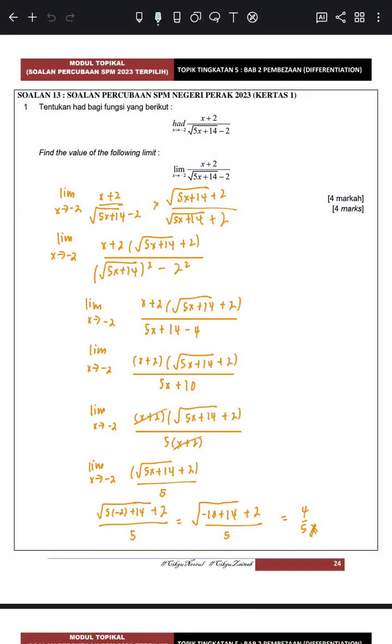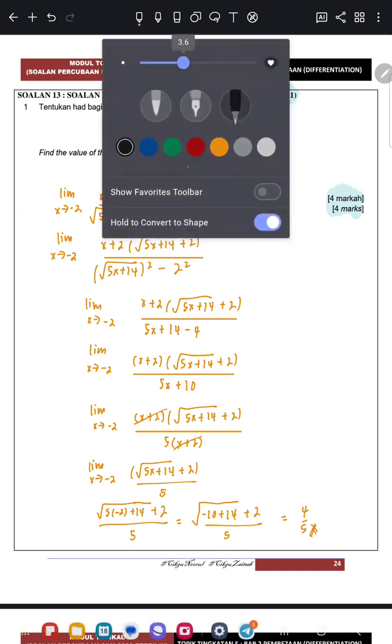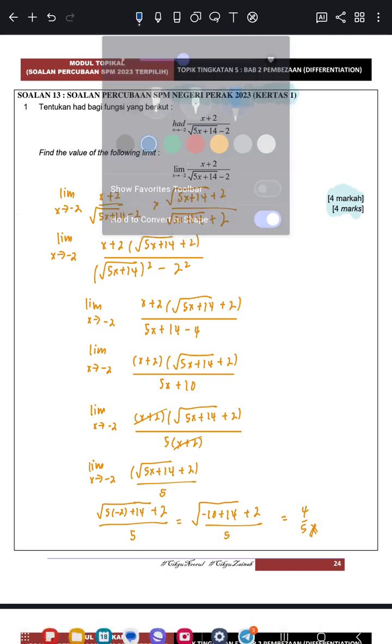Okay, so soalan percubaan SPM Negeri Perak 2023. This is for paper 1, a 4 marks question. Okay, so I'll just use blue pen first.